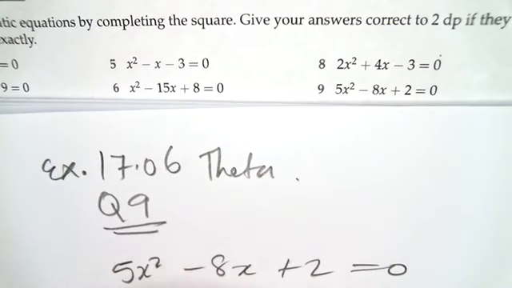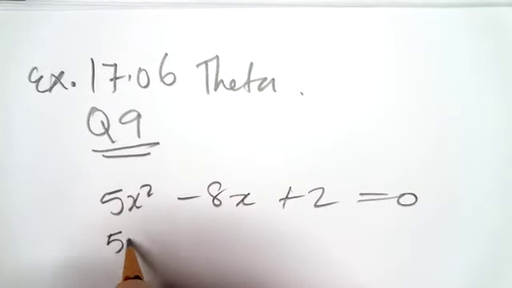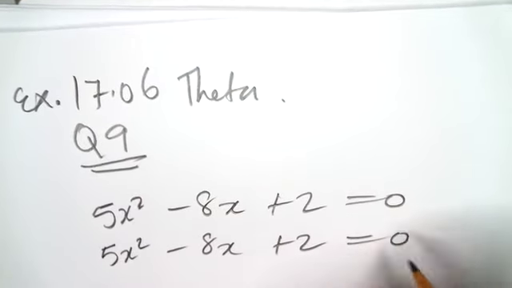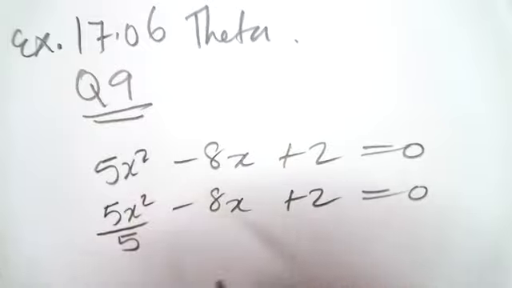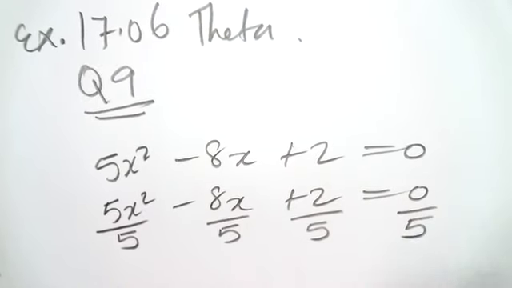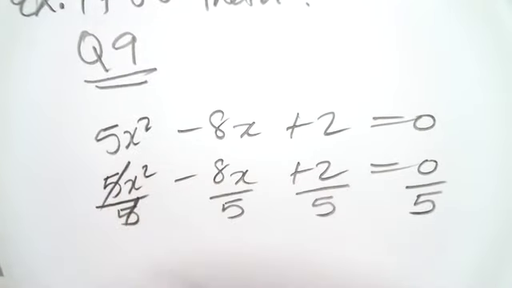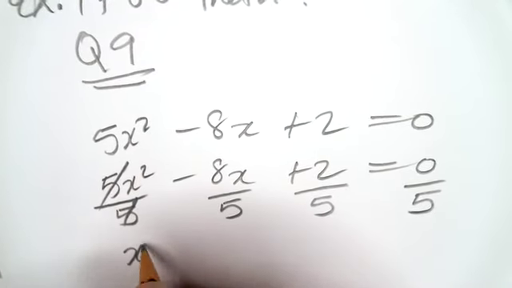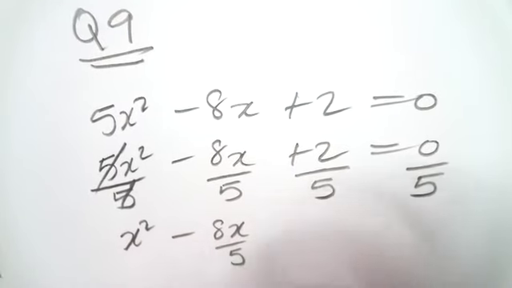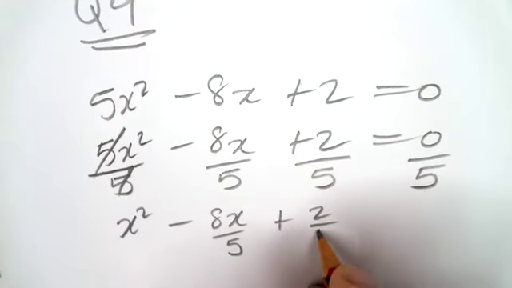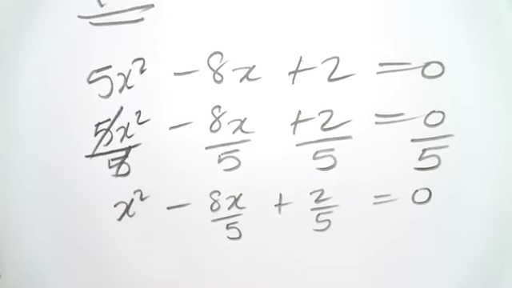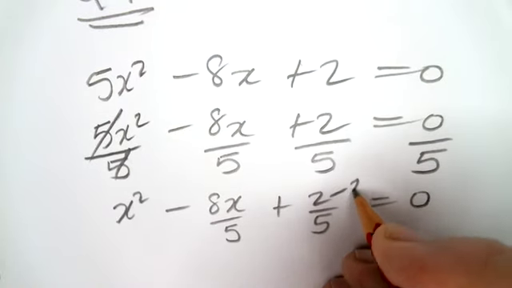So my first step will be, and I'll restate the problem first. So I've got 5x squared minus 8x plus 2. I like to restate the problem so we can see what I've changed when we look at the next line. So I'm going to divide everything by 5 on both sides. So 5 divided by 5 is 1, which is what we wanted. So we've got x squared minus 8x on 5 plus 2/5 is equal to 0. So now we're going to go ahead and subtract the 2/5 from both sides.